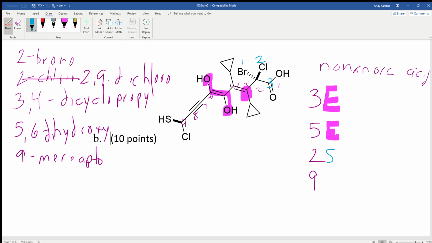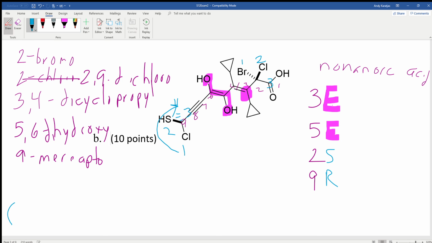Finally, at carbon 9, we have a chlorine, a thiol, and a carbon group. In this case, we don't have to rotate it. The lowest priority hydrogen is already pointing back. We know that chlorine is higher atomic number than sulfur, which is higher atomic number than carbon. No adjustments need to be made. The arrow is clockwise, and so this is R. So at this point, we've figured out everything that we need, and now it's just a matter of putting it all together.